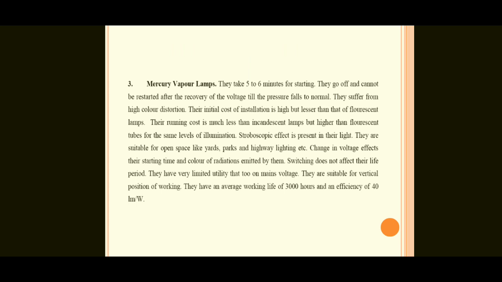Here the life is low compared to fluorescent lamps. But the luminous efficiency is the same as fluorescent lamps, because in fluorescent lamps also the working life is 4000 hours and the efficiency is 40 lumens per watt. In the case of mercury vapor lamp, it is 3000 hours and the efficiency is 40 lumens per watt.